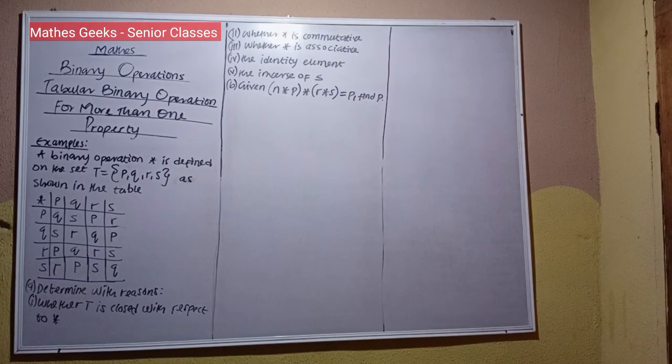The binary operation star is defined on the set T, P, Q, R, S as shown in the table. Determine with reasons whether T is closed with respect to star, whether star is commutative, whether star is associative. Find the identity element and the inverse of S. Given that N operation P operation R operation S is equal to P, find P.